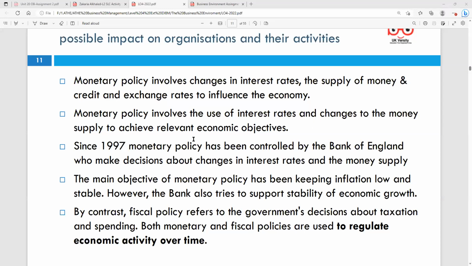So when we are talking about monetary policy, it's mainly focused on the supply of money, the interest rates, and the exchange rates, and how these factors influence the economy in that particular country. So this is the first policy we're going to be talking about, the monetary policy.